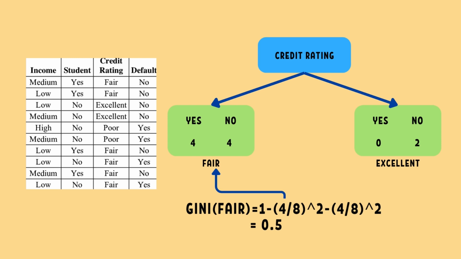After that, we now have split the following data in terms of their credit rating. Let us now proceed in calculating the Gini impurity of those leaf nodes that are impure. Let us now calculate the Gini impurity of the fair subtree as well as the excellent subtree.